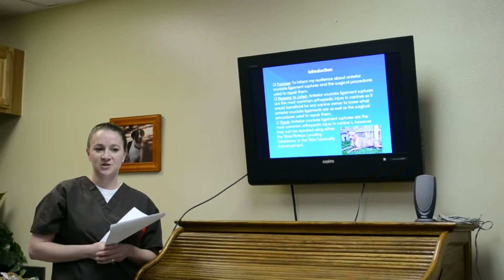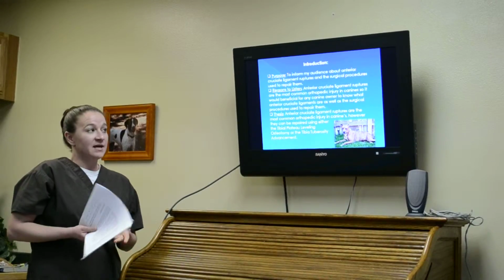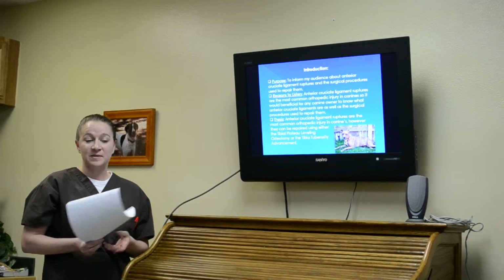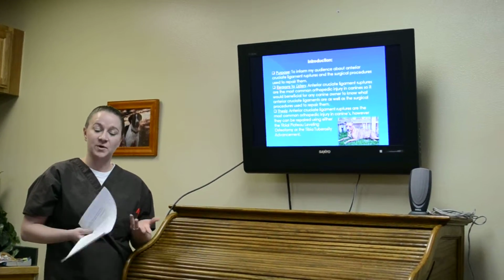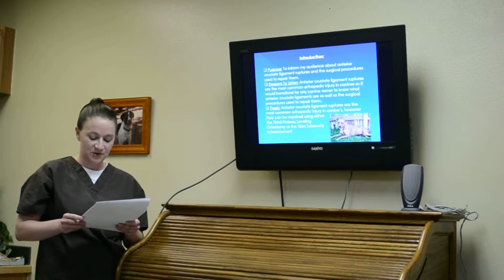anterior cruciate ligament ruptures are one of the most common orthopedic injuries in canines. And really, it can happen to any canine, so it's beneficial for any dog owner to know what they are and the surgical procedures that are offered to repair these ruptures.